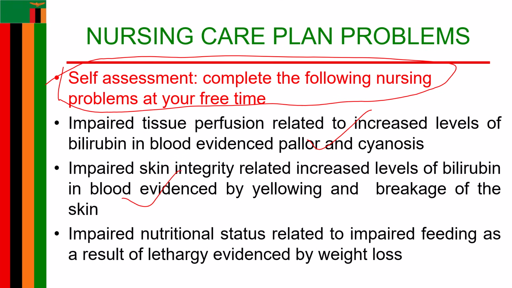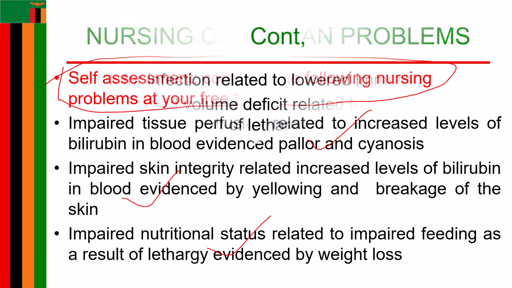Then of course we have impaired skin integrity. This is related to increased levels of bilirubin in the blood evidenced by yellowing and breakage of the skin. The other problem we see is impaired nutritional status related to impaired feeding as a result of lethargy and evidenced by weight loss or small for dates.